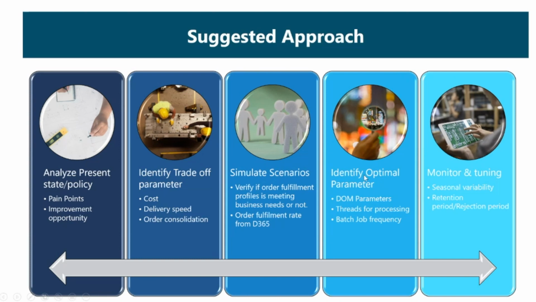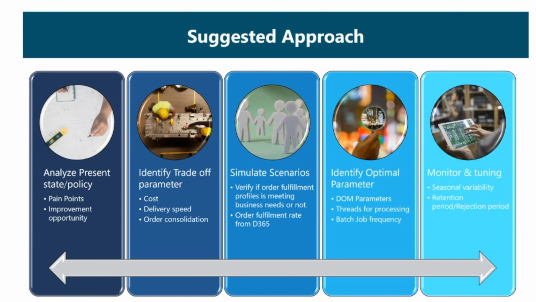The optimal parameters you can define on DOM parameters, and threads for processing. So in DOM processor, the maximum local store radius and setups like that you can define. So make sure that it is following the best practice. It is not an exaggerated value. And threads for processing is like when you're running this batch job. So if you're having only one server, then it may become a problem.